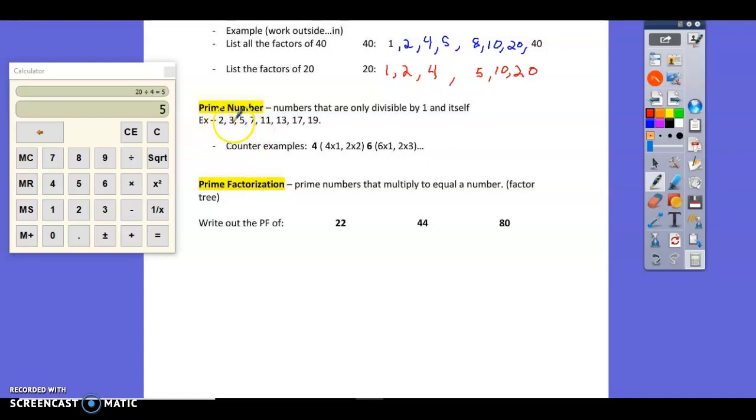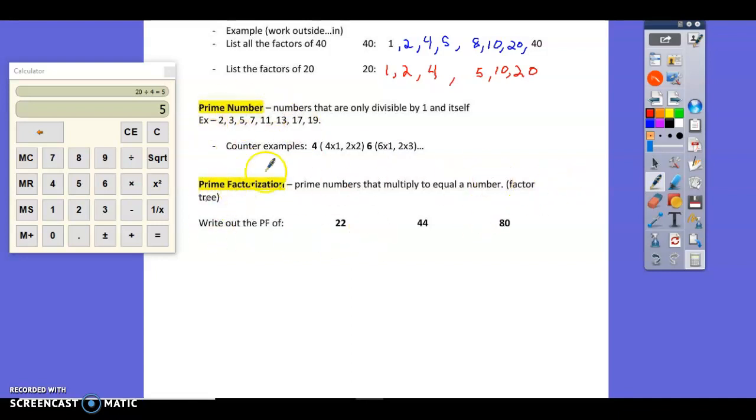It's just 1 and 2. For 3, just 1 and 3. Whereas a number like 4, you can have 4 times 1 and 2 times 2. All right, so we need to be able to identify prime numbers because they're the simplest form of a number without it being multiplied by another number.